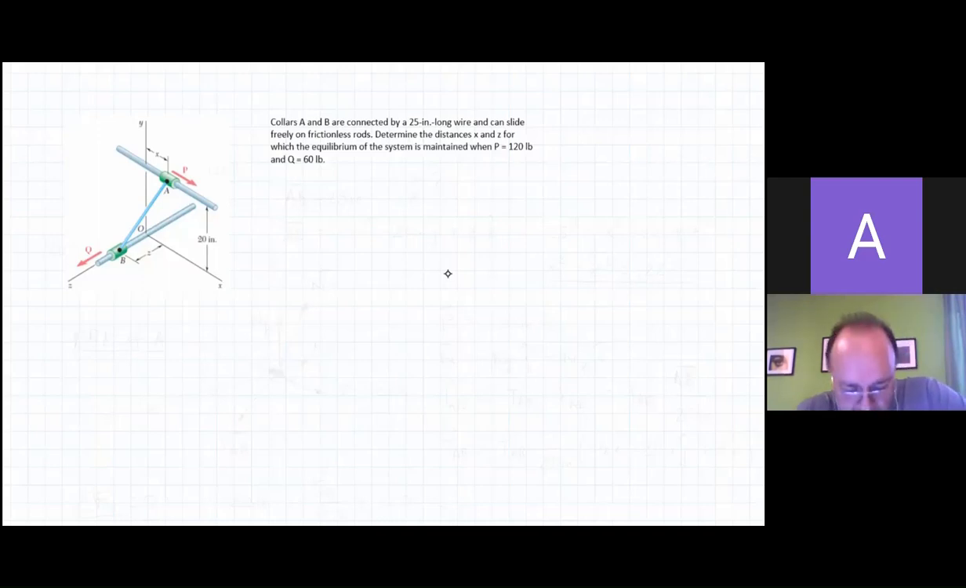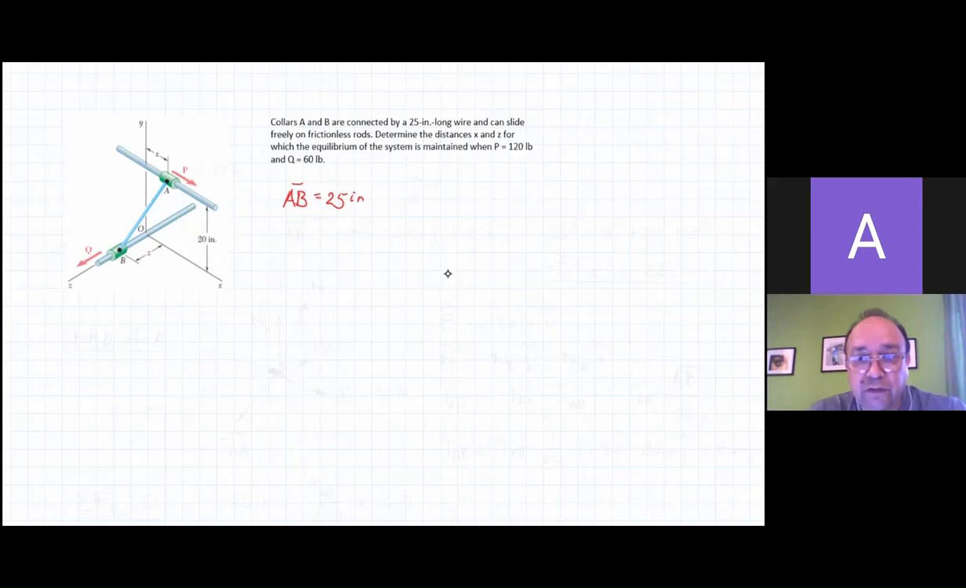Okay, we have this problem here. Collars A and B are connected by a 25-inch long wire. So AB equals 25 inches. The collars can slide freely on frictionless rods.